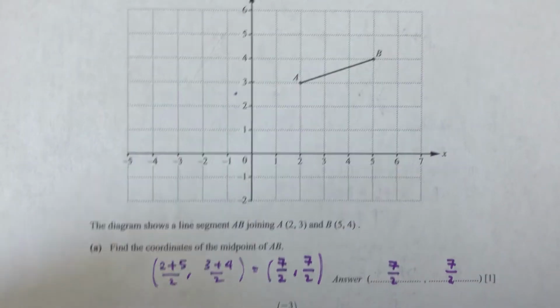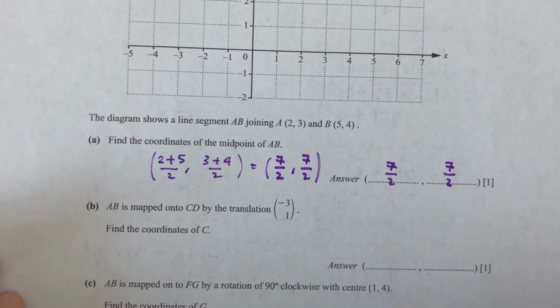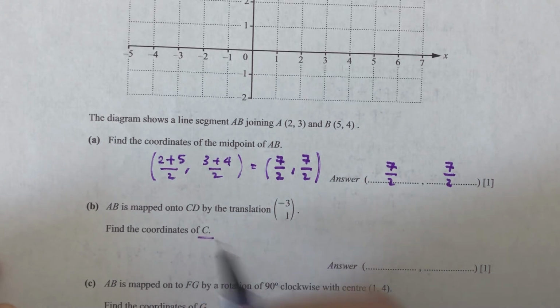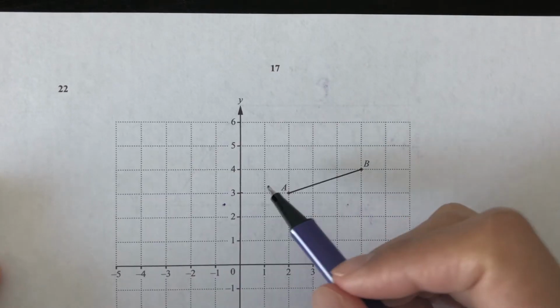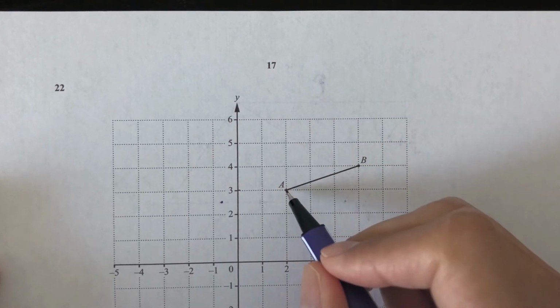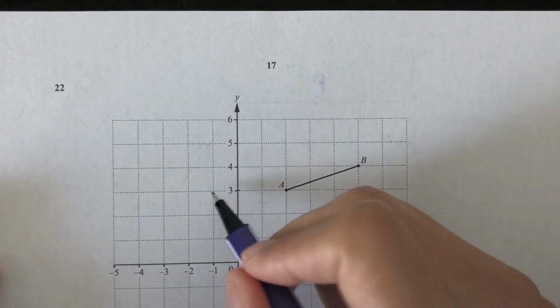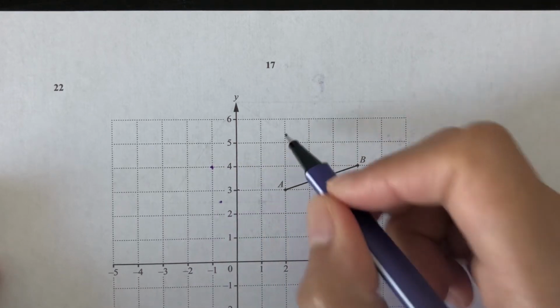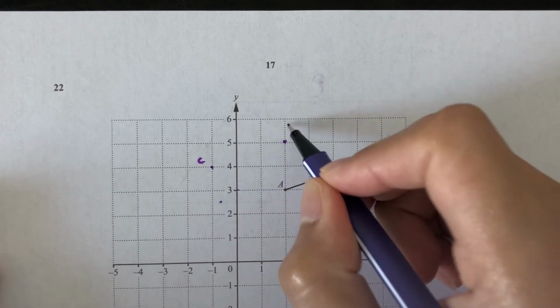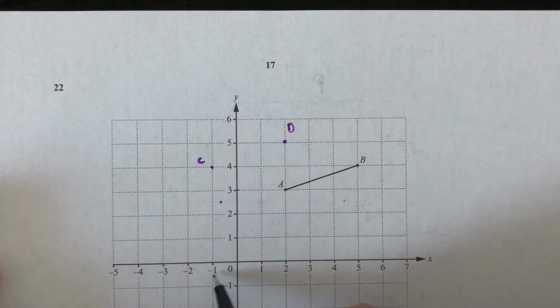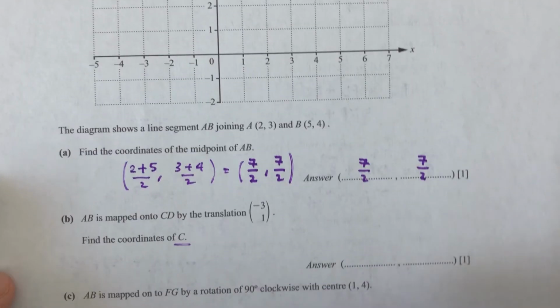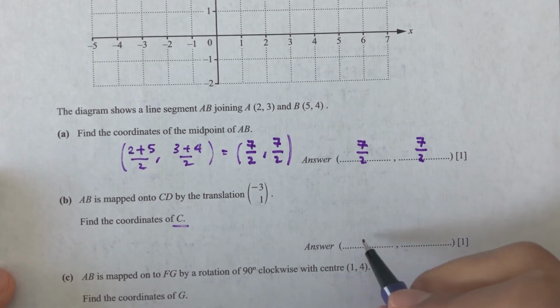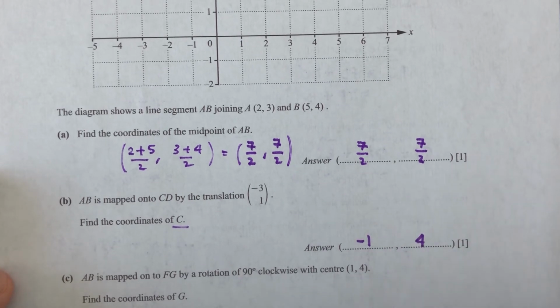Okay, so now part B. AB is mapped onto CD by a translation of (-3, 1). Find the coordinates of C. Each point has a translation of minus 3, 1. So 1, 2, 3, 1. That's the point C and that's the point D. So point C is minus 1, 4.